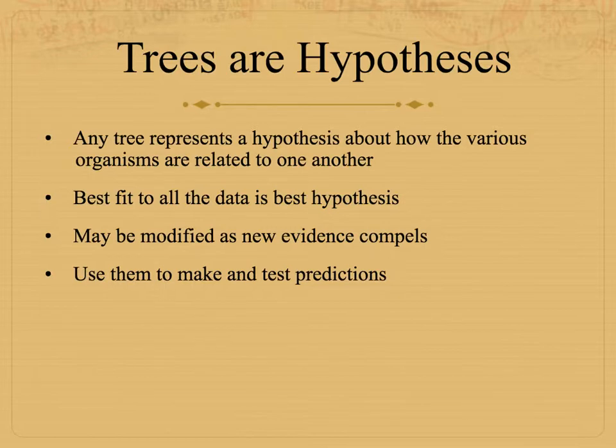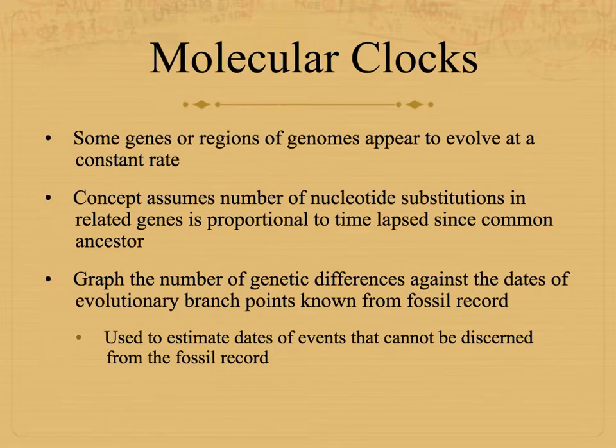Now we're going to talk about molecular clocks. Okay, so some genes or regions of the genome seem to be evolving at a constant or a consistent rate. What we're assuming when we look at this idea of a molecular clock is the number of nucleotide substitutions, T to A, T changes to G, whatever, is proportional to the time lapsed.